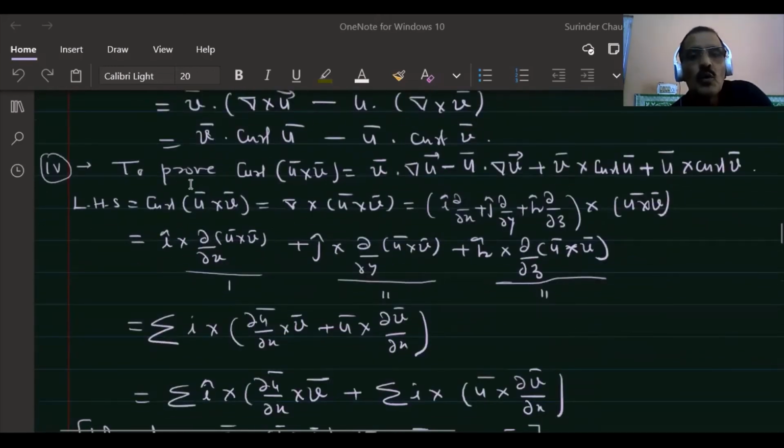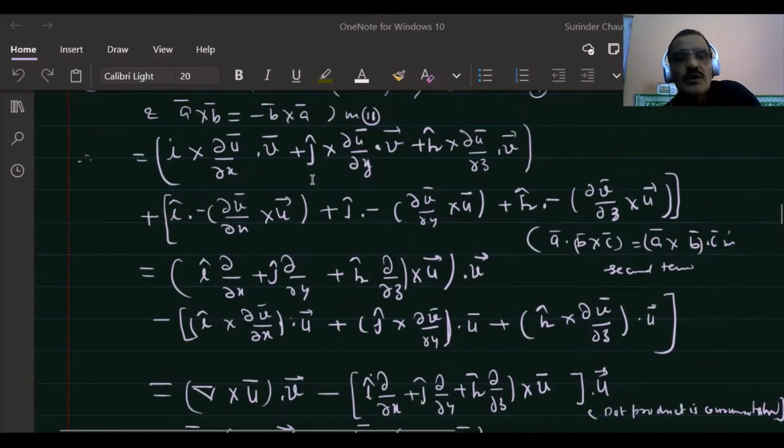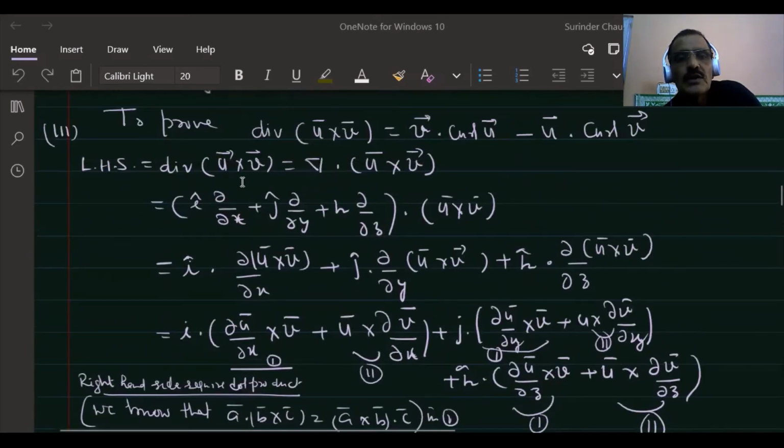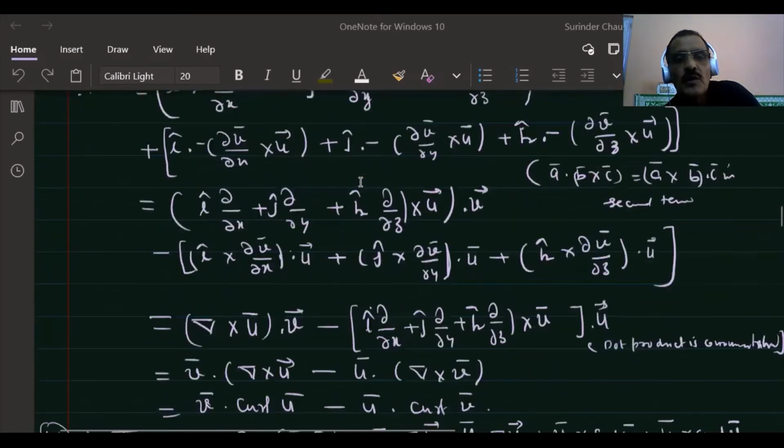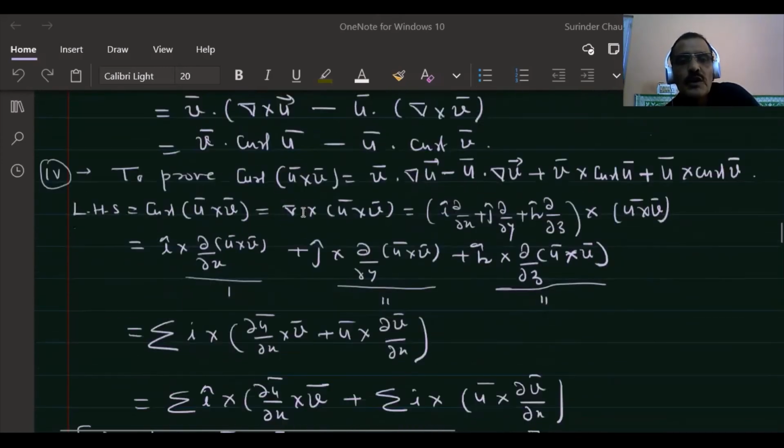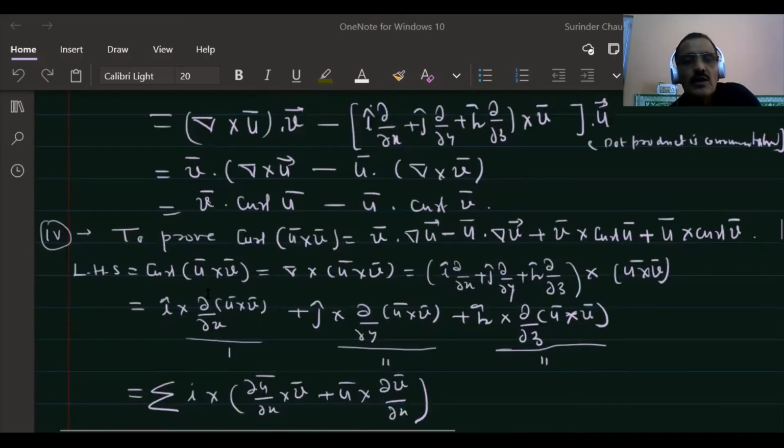Now next, prove that curl of u cross v. What was this? This was the divergence of u cross v. Now we are proving the curl of u cross v. In the divergence we got both of the curls. Now the curl of u cross v is equal to u vector dot gradient of v minus v vector dot gradient of u plus v vector cross curl of u vector plus u vector cross curl of u vector. So four terms.